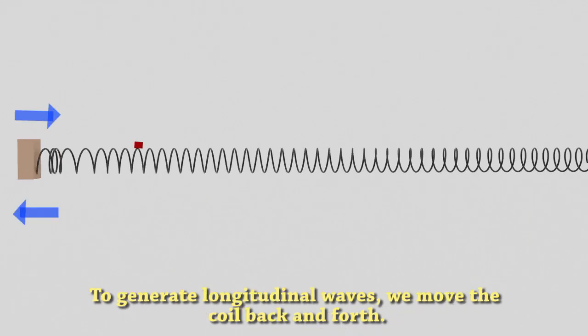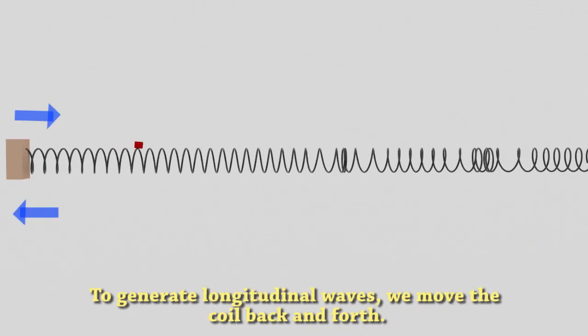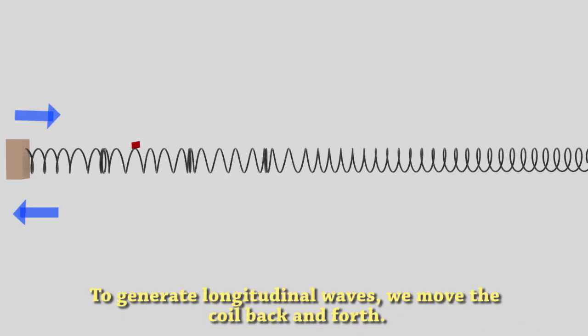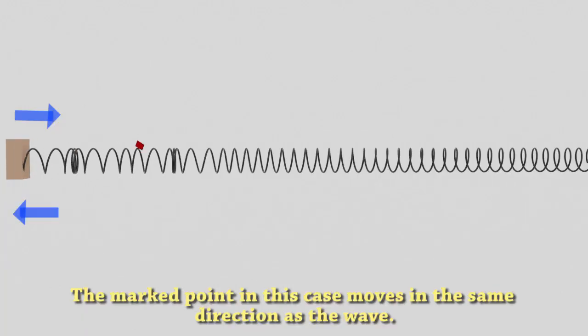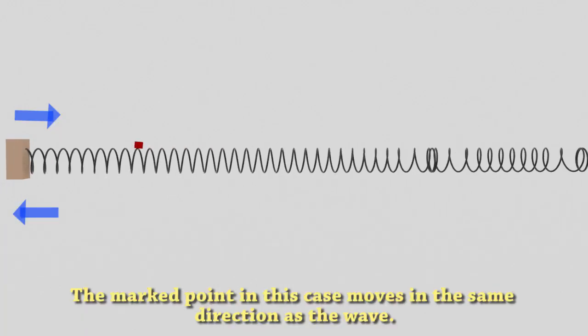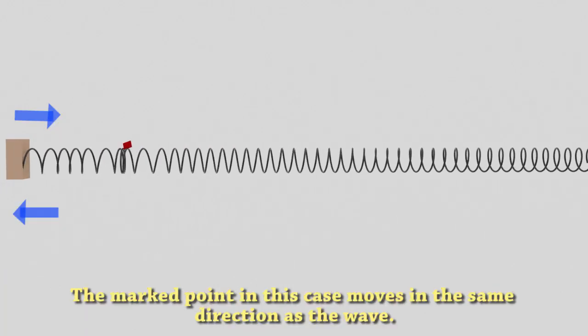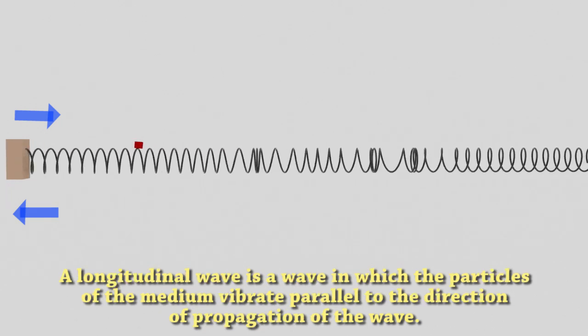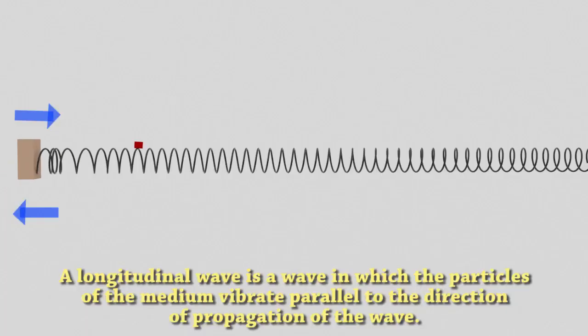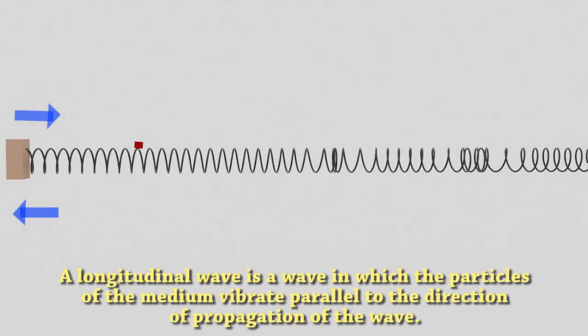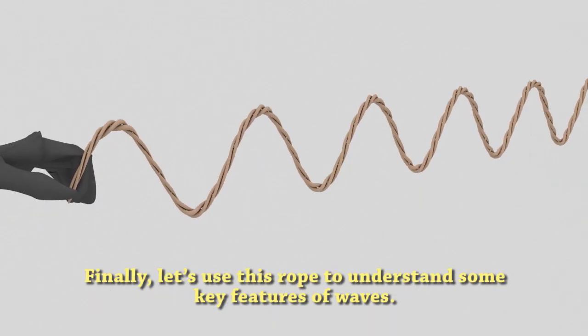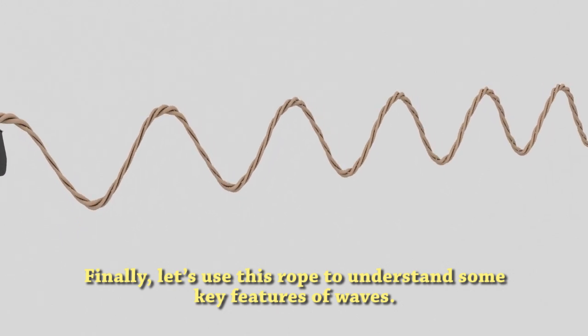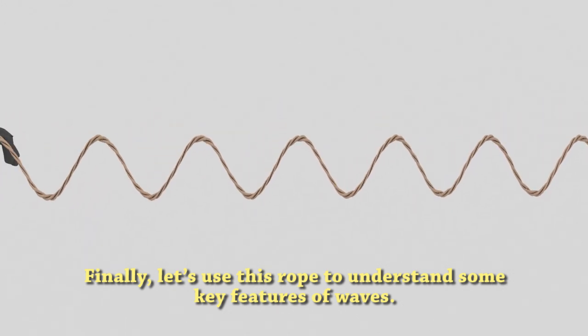To generate longitudinal waves, we move the coil back and forth. The marked point in this case moves in the same direction as the wave. A longitudinal wave is a wave in which the particles of the medium vibrate parallel to the direction of propagation of the wave. Finally, let's use this rope to understand some key features of waves.